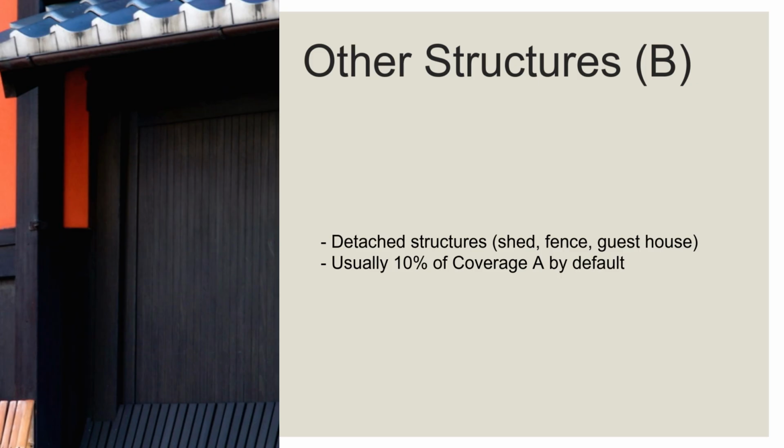Loss settlement. In HO2, HO3, and HO5 policies, other structures are covered at replacement cost on an open perils or named perils basis, depending on the policy form. In HO1 and HO8, claims are settled for actual cash value. For exam purposes, remember the 10% default and the fact that non-residential uses may limit coverage.